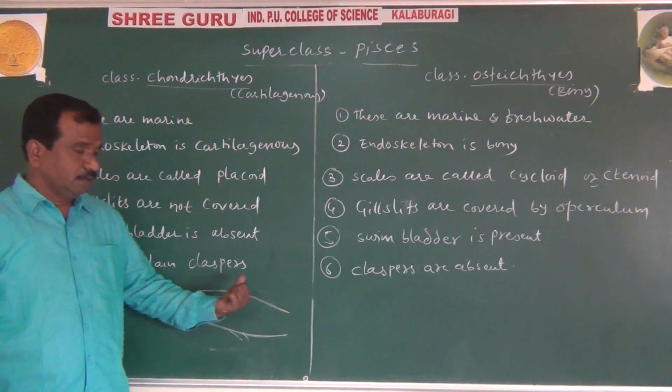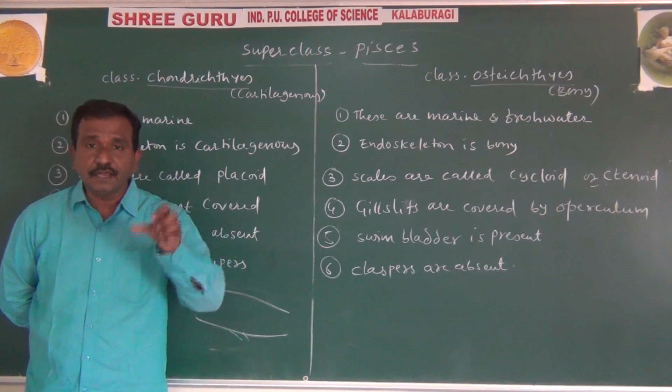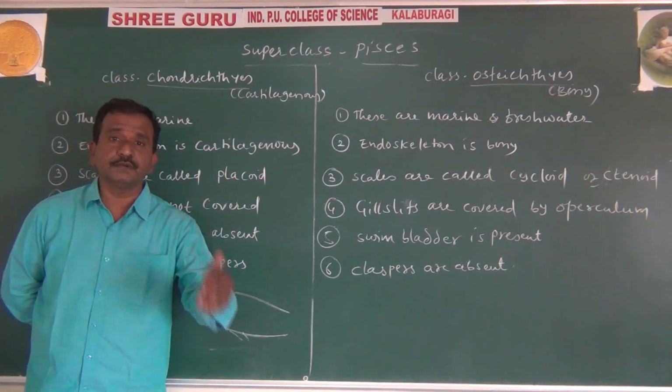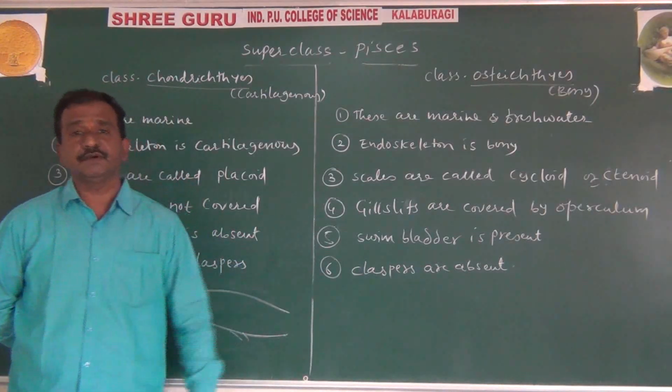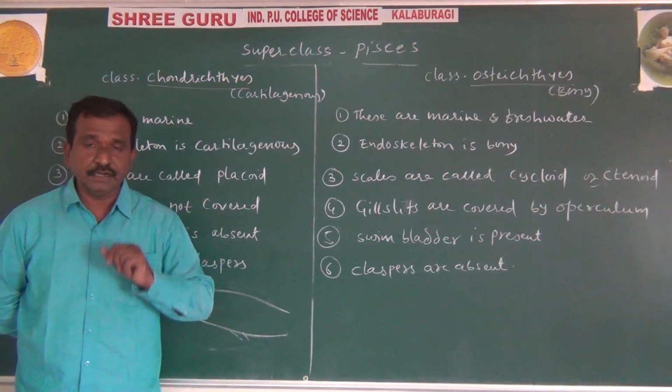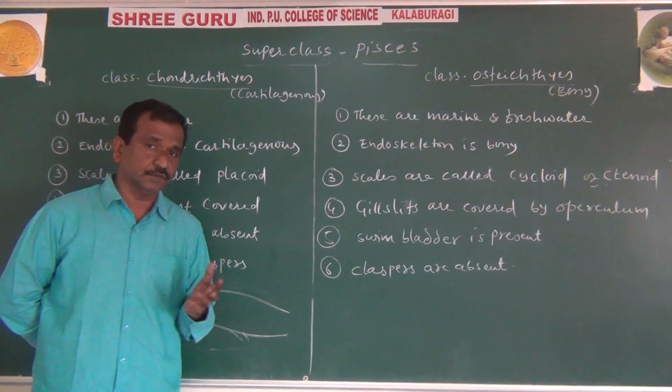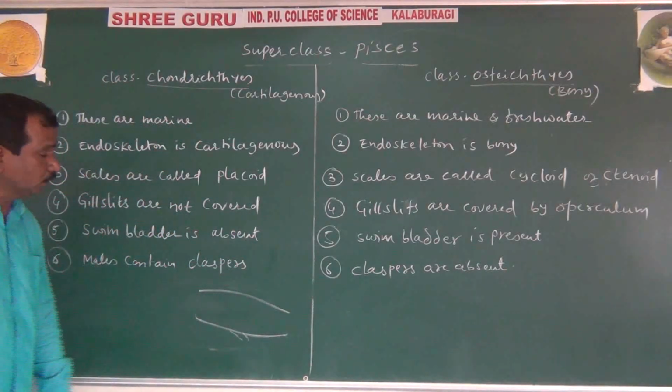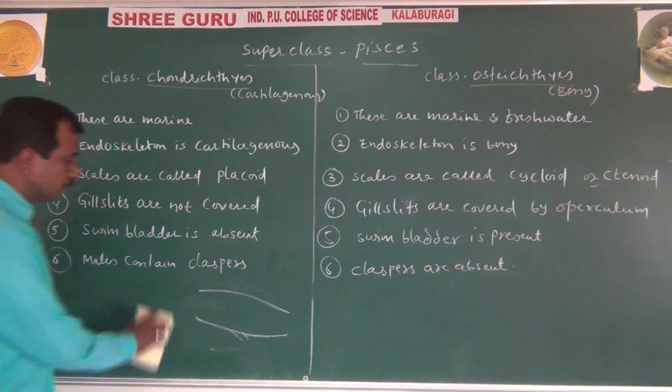They are helpful for transferring the sperms into the female at the time of reproduction. At the time of reproduction, these claspers are mainly meant for transferring the sperms into the females. So these are the claspers we are talking about.